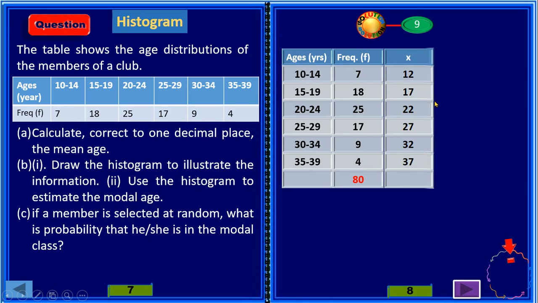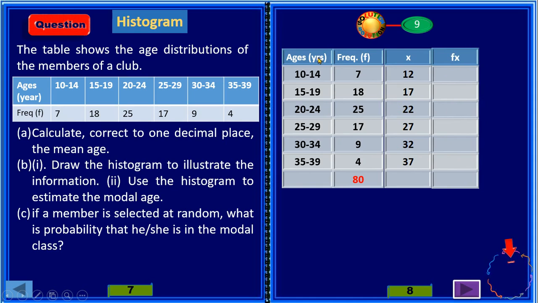We are going to add another column to get the product of the class center and the frequency. F times X. 7 times 12 is 84. 18 times 17. You can use a calculator to find the value. It will give us 306. Using the same calculator, 25 times 22 is 550. 17 times 27 is 459. 9 times 32 is 288. 4 times 37 is 148.